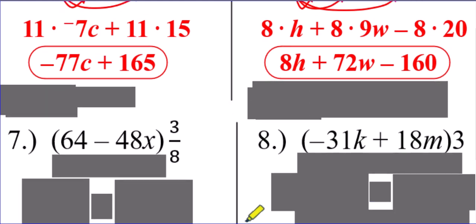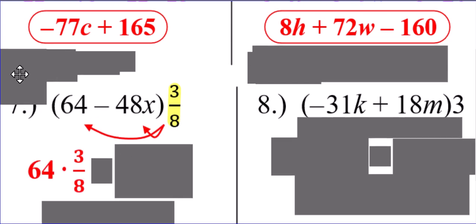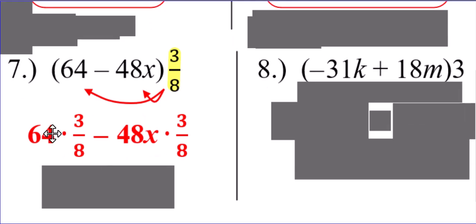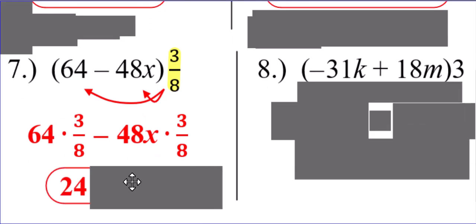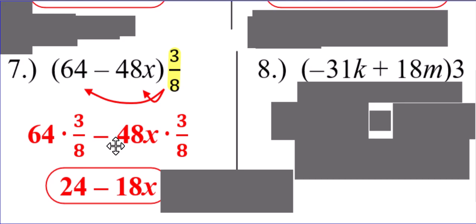Problem number 7. The multiplier was the 3/8, and it's on the right-hand side. We're going to distribute that to both terms on the inside. So we're going to take 64 times 3/8, and we're going to take 48x times 3/8. We'll keep the minus in between. Using your calculator, 64 times 3/8 is 24, and 48 times 3/8 is 18. Keep the x there, bring down the minus, and there you go.